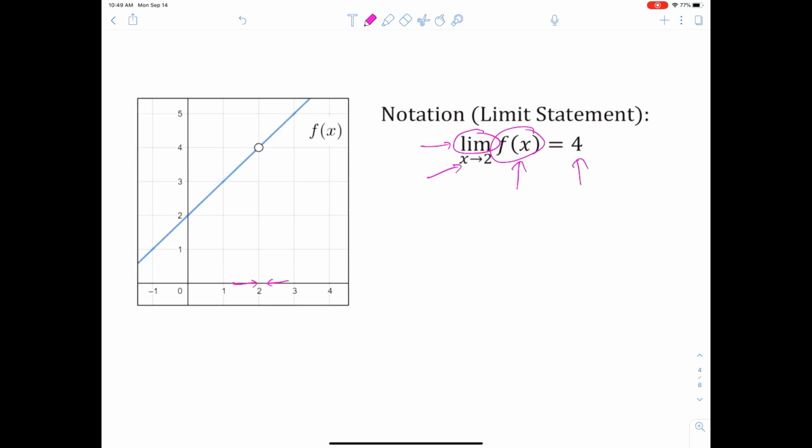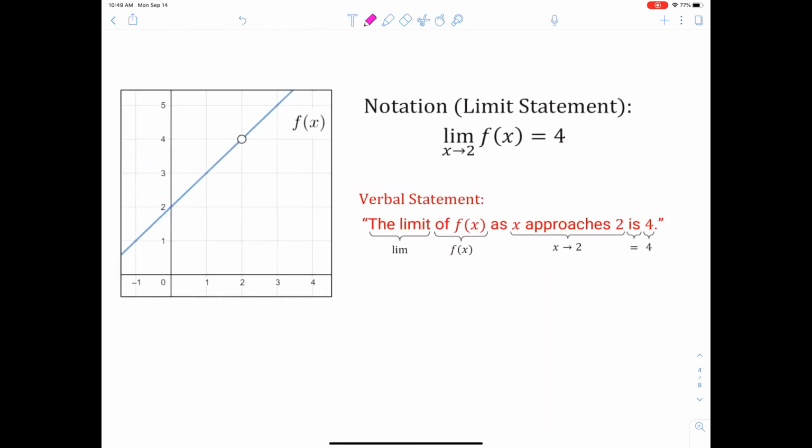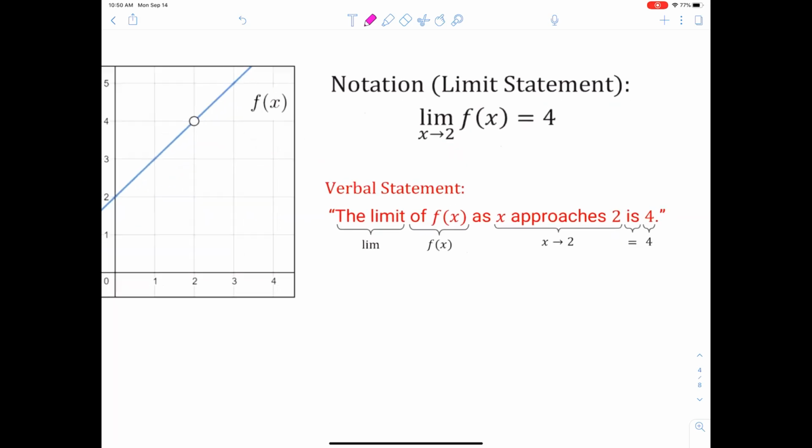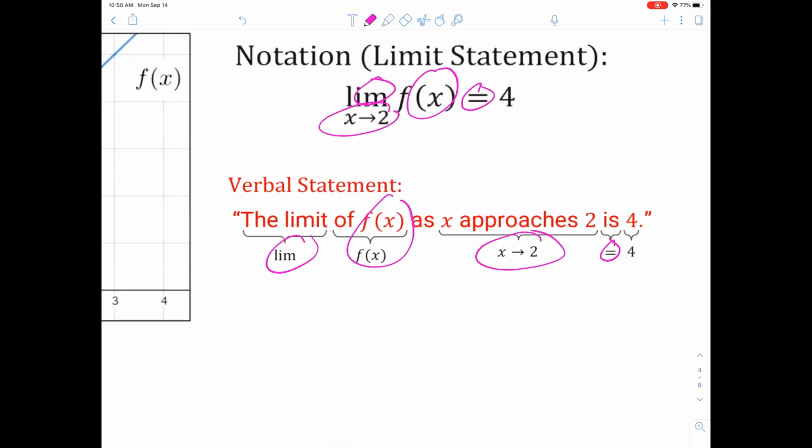Those four components come across in every limit statement. This is again equivalent to the verbal statement as we saw before. You can see how each one of those pieces comes together. We have the limit right here, and right here we have f of x. So what function are we talking about? You see it right there and there. We've got "as x approaches 2," so all those words are expressed in those three symbols right there. We've got an equal sign, which is the word "is," and our answer, or the height of the function at the end of it, of 4.